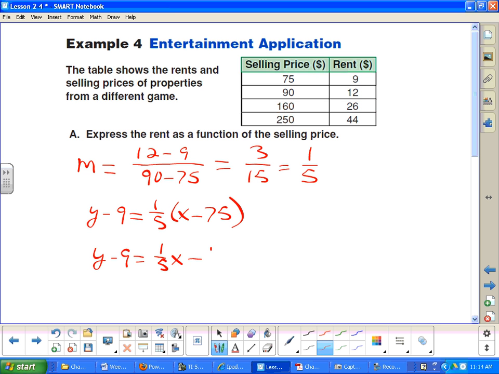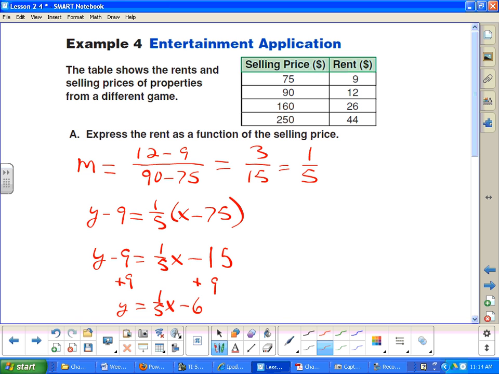What's 1/5 of 75? 15, are you sure? Did you do it on your calculator to make sure? Okay. So then we add 9 to both sides. So we get y equals 1/5 x minus 6.